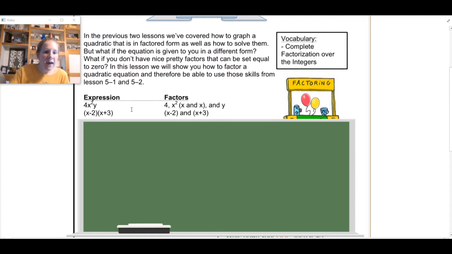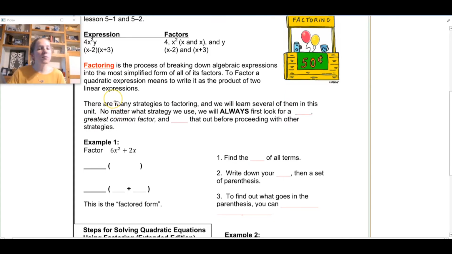All right, so what we mean by factors in math, you may remember this from elementary school, is that the factors are the pieces of an expression that are getting multiplied together. So in 4 times x squared times y, the factors are 4, the x squared, which really is x times x, and the y. In an expression like (x minus 2)(x plus 3), which would be quadratic, your factors are x minus 2 and x plus 3. Factoring is the process of breaking down algebraic expressions into the most simplified form of all its factors. To factor a quadratic expression means you're going to write it as the product of linear expressions. You're breaking it down as far as it can go.